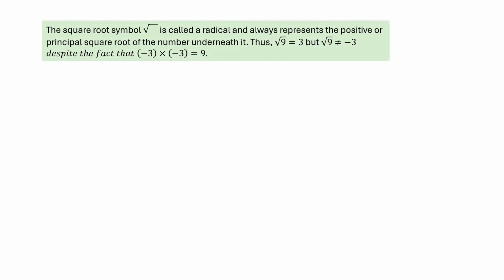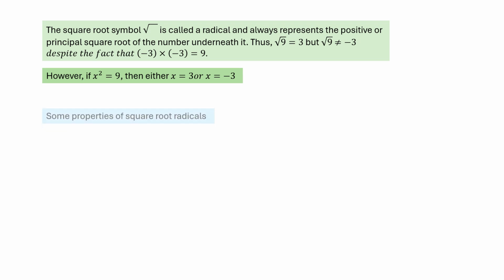The square root symbol is called radical and always represents the positive or principal square root of the number underneath. Also, the number under this sign is called radicand. So square root of 9 is 3, not -3. However, if you solve an equation like x squared equals 9, then you must write 3 or -3, because 3 times 3 is 9, and -3 times -3 is 9 also.